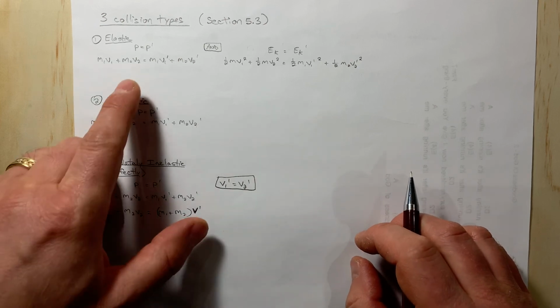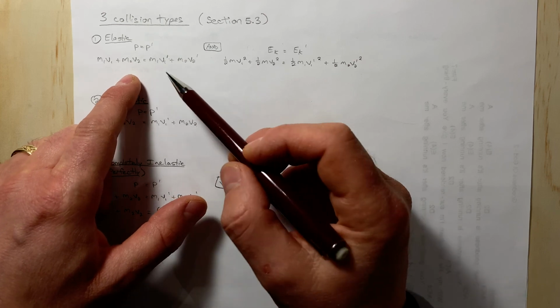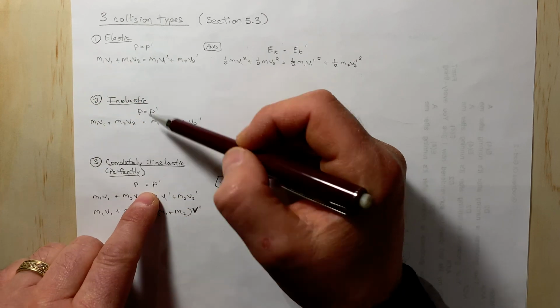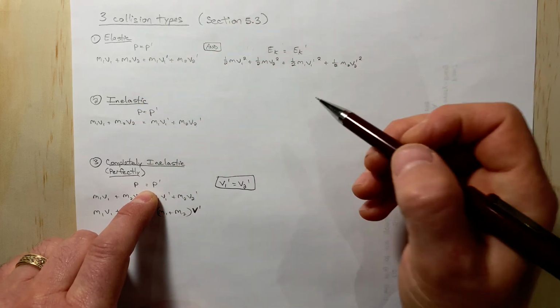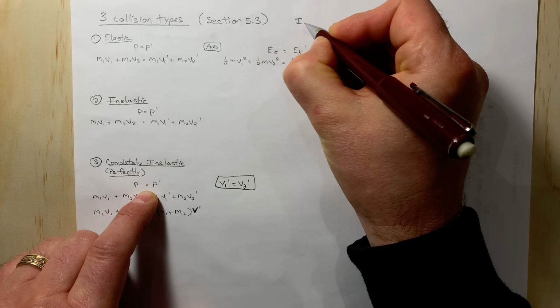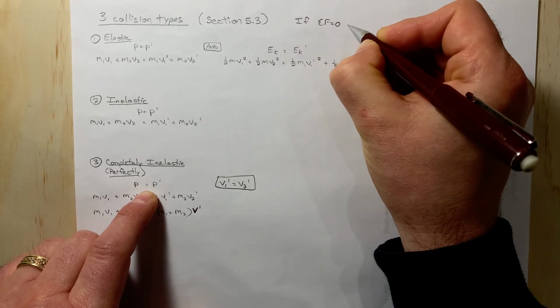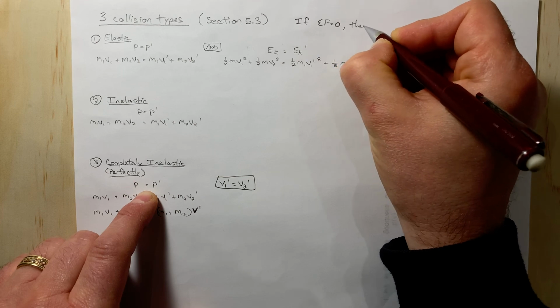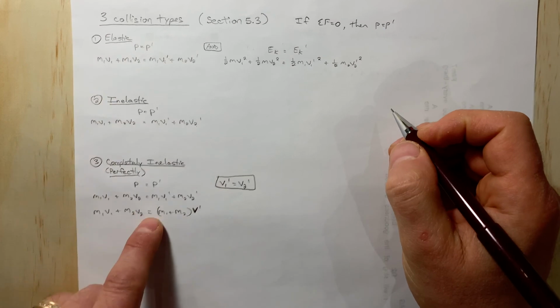The most interesting one, and maybe the more complicated one, is the elastic type, so the first type. In all three collisions, momentum is conserved. Remember, conservation of momentum is that if-then statement: if there's no external force, as long as that condition is met, then this is true, P equals P primed. So momentum is conserved in all three types.